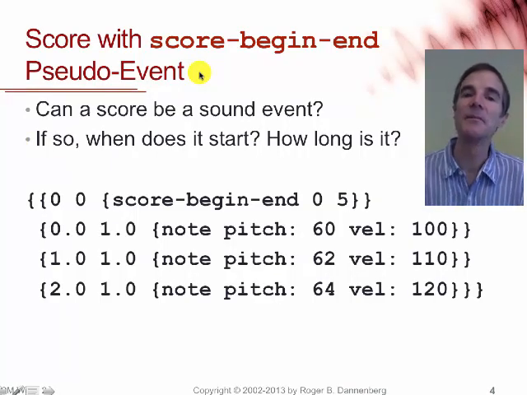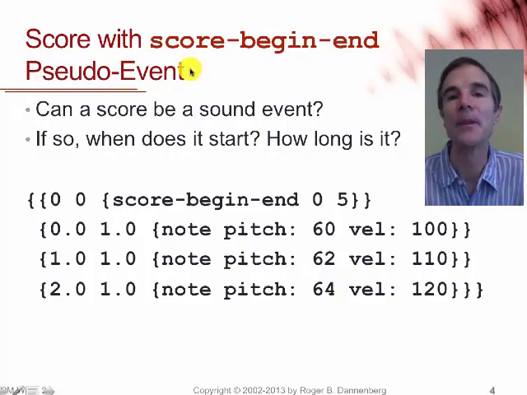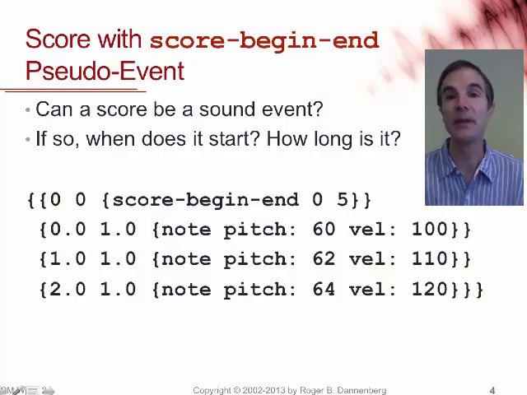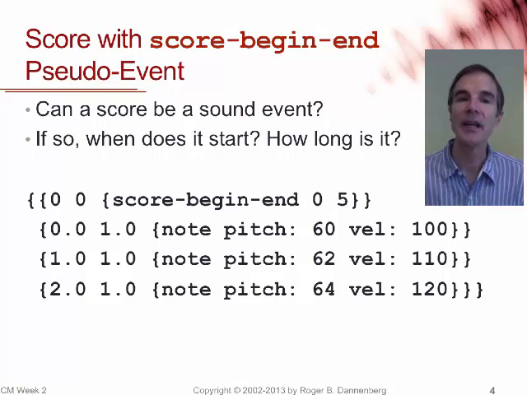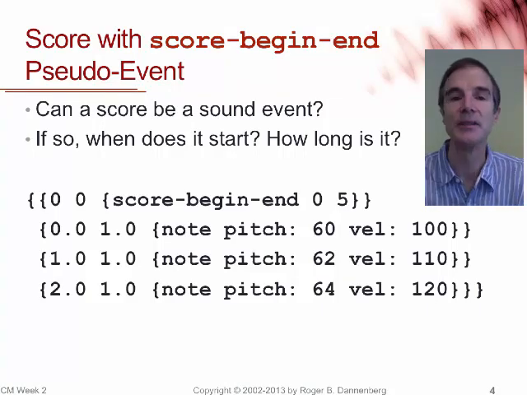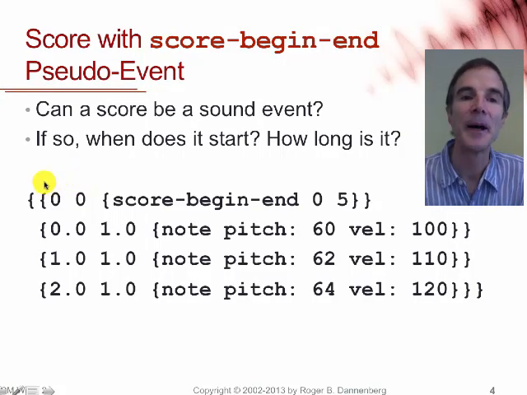Now, there's one interesting extension to scores which addresses the problem of, can we consider scores to be sound events themselves? Well, if they are, then they should have a beginning and a duration, or an ending. And so there's a special sort of pseudo note event, or pseudo event, called score begin end.